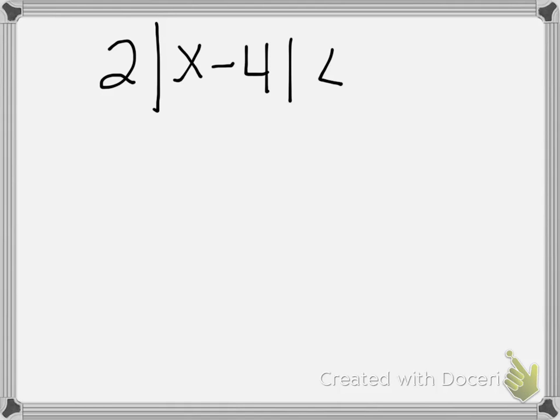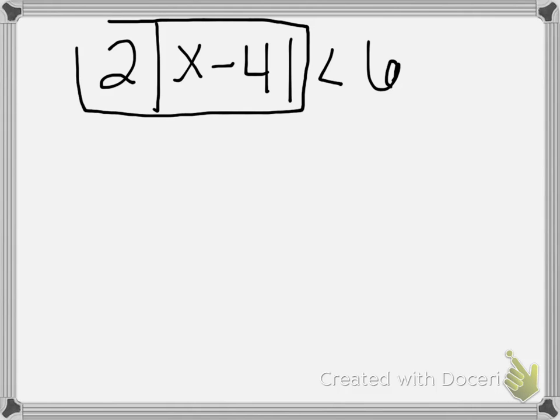All right, let's look at one last example. Let's look at 2 times the absolute value of x minus 4 is less than 6. Now, you've heard me mention in every example now that the very first thing we have to do is check and make sure that the absolute value is isolated. In this case, it is not. Here are your absolute value bars, and this 2 is stuck to the outside of it.